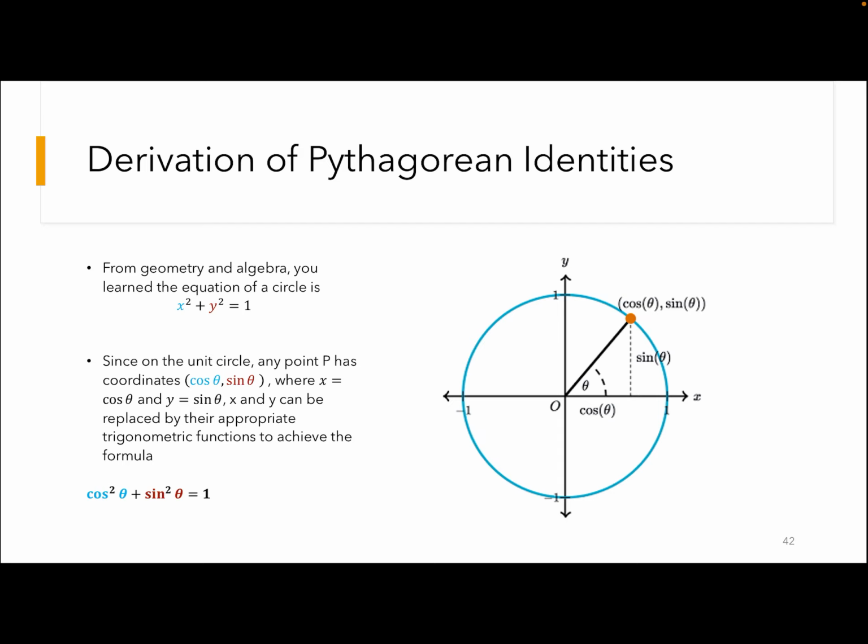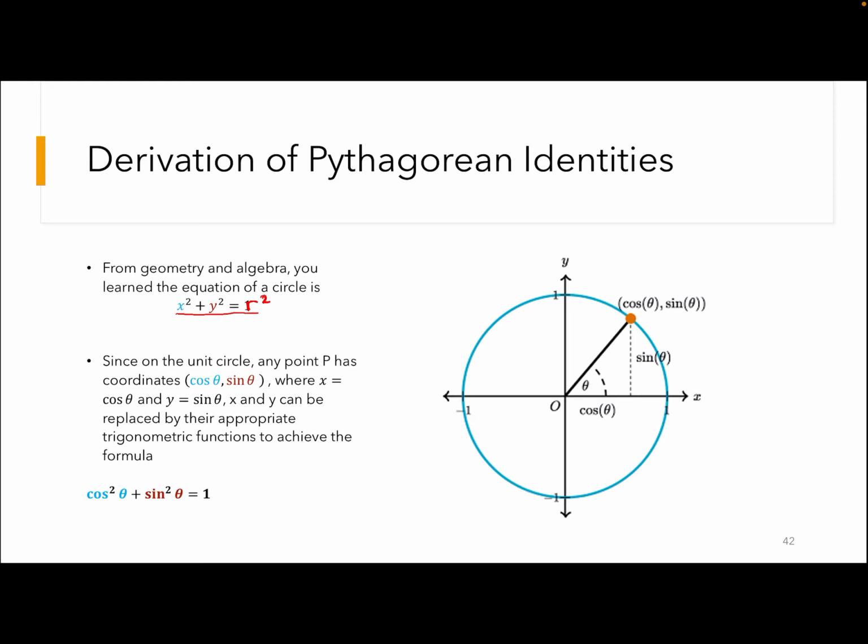So from algebra and geometry, you might remember that the equation of a circle, for the unit circle, is x squared plus y squared equals 1. In general, for a circle, it's x squared plus y squared equals r squared. And since on the unit circle, the x coordinate is cosine theta and the y coordinate is sine theta, we can replace those in this formula to get cosine squared theta plus sine squared theta equals 1.